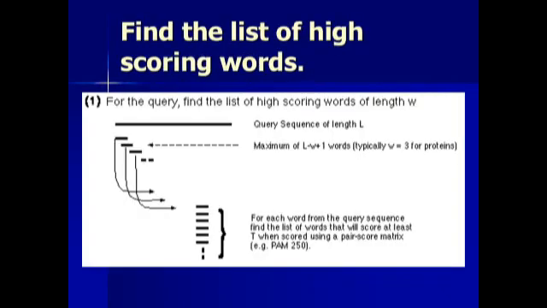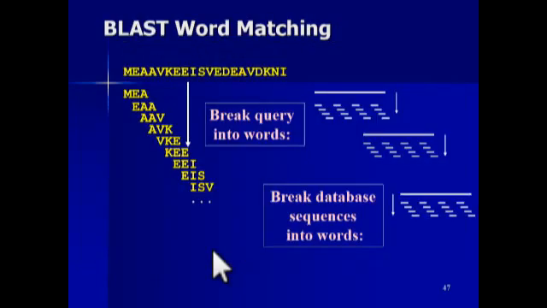The first step we are supposed to do is, for the query, find the list of high scoring words of word length W. Suppose this is my query sequence of length L, and I want to compare words. Then I can make a maximum of L minus W plus one words. Typically W is 3 for protein. So instead of comparing the entire sequence, I'm just comparing the words coming out from this. This is the word list, and I'm comparing just this word list. From each word of the query sequence, find a list of words that will score at least T when scored using the PAM 250 score matrix. That would be the first step.